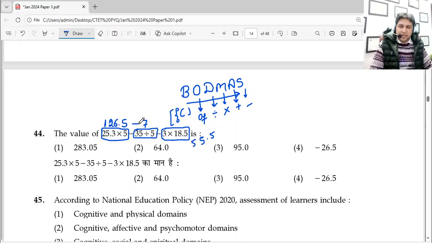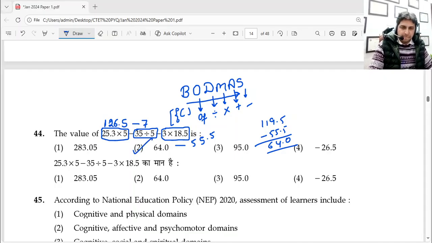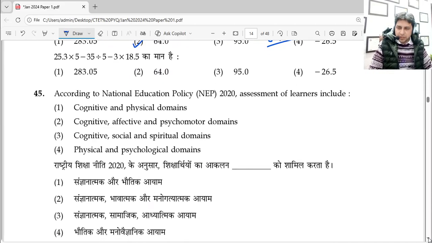So if I subtract 7 from 126.5, I get 119.5, and if I further subtract 55.5 from 119.5, this becomes 0, 9 minus 5 is 4, and 11 minus 5 is 6. So the answer should be C, 64, option number 2. The next question, 45, again a theoretical one.